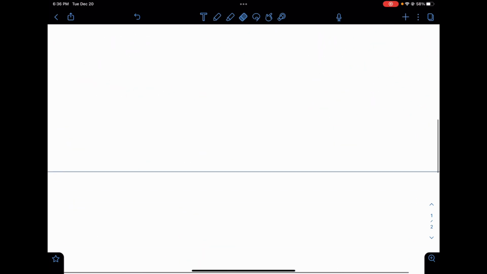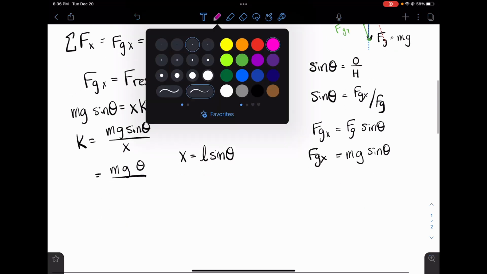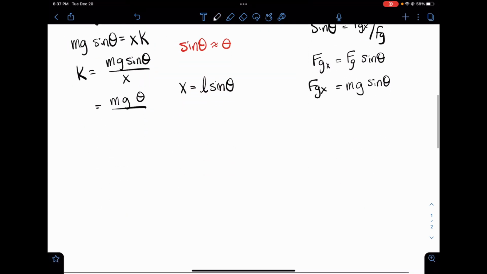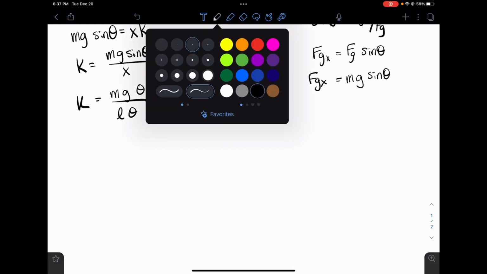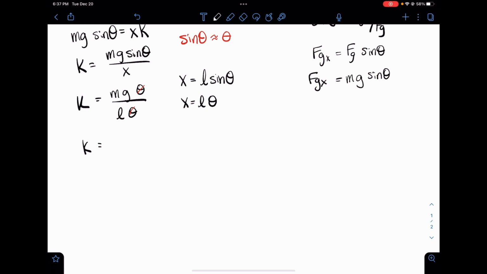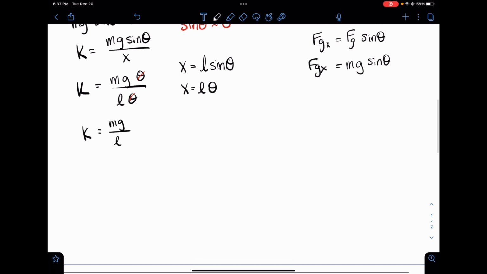Now if we come back down here, we have that equation that we just wrote, but we can use the same approximation and get x equals length times theta. If we plug that in right here, we get length times theta. These two thetas are going to cancel out, and we are left with k equals mass times acceleration due to gravity over length of our pendulum.